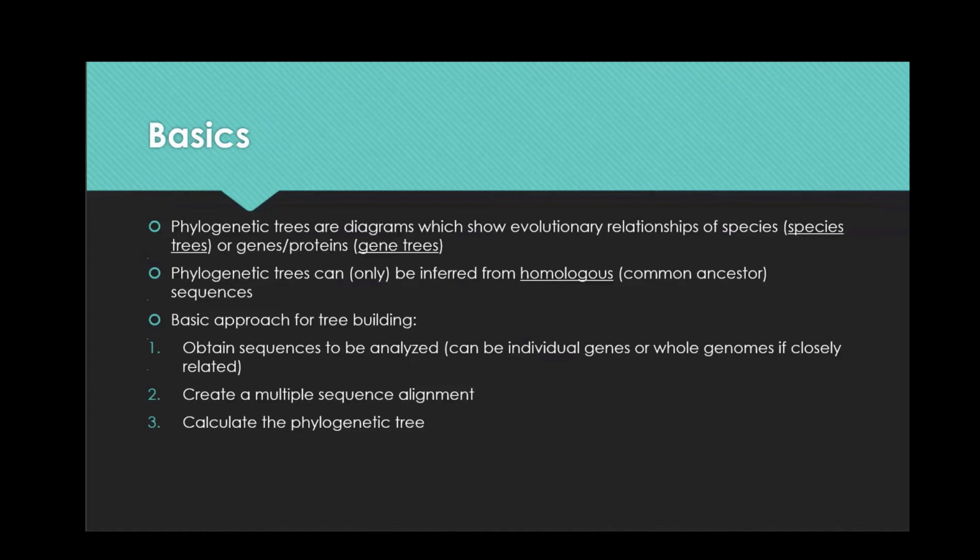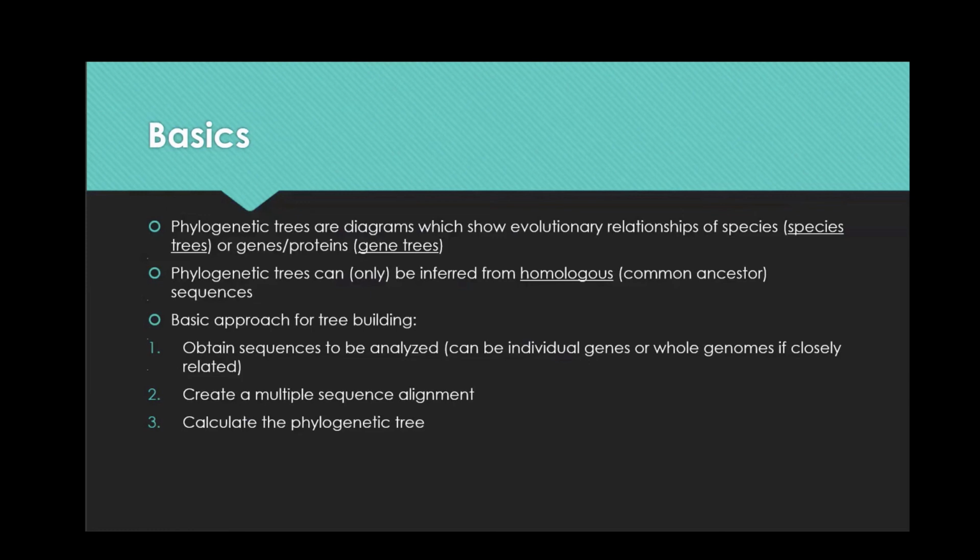A very important point is that phylogenetic trees can only be inferred from homologous sequences. For example, in the case of the Coronaviridae, you can build a tree based on the spike protein, the S proteins, but you cannot mix different proteins together and build a tree. There has to be only one. If the genomes are very similar, you can also build trees on whole genomes.